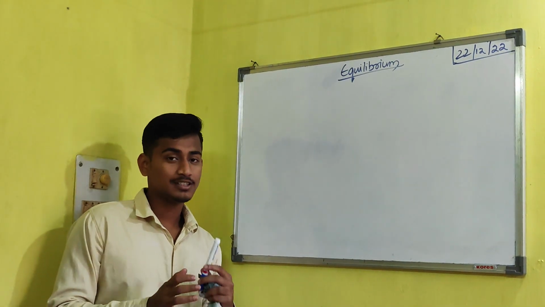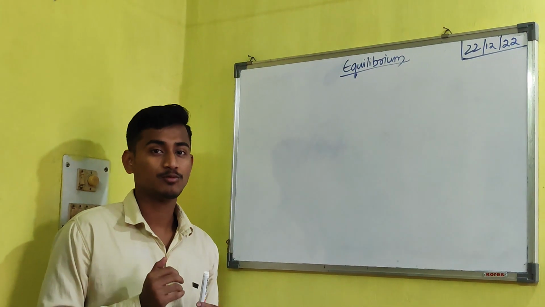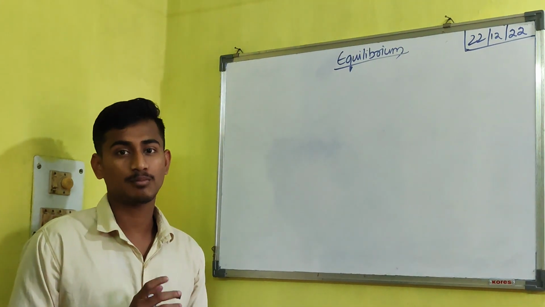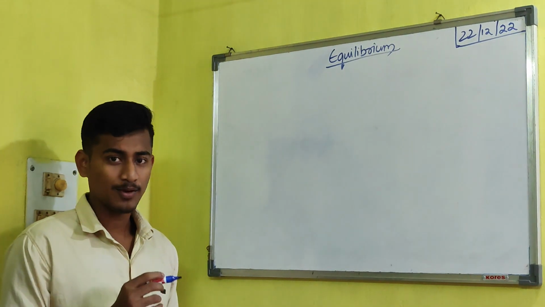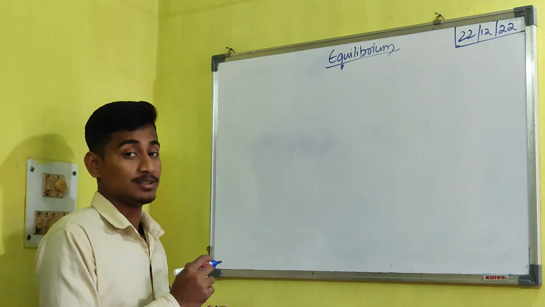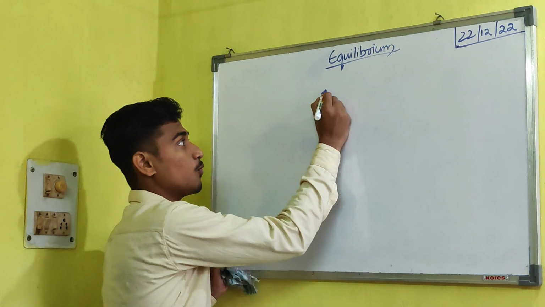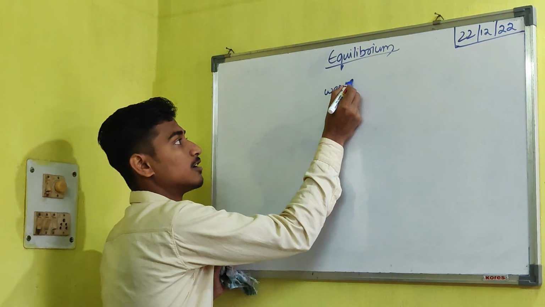Guys, if you listen to the word equilibrium, what comes to your mind? Which word comes to your mind? Any guesses, please? No? Okay. Equilibrium is a word derived from Latin. It is a Latin word which means weight or balance.